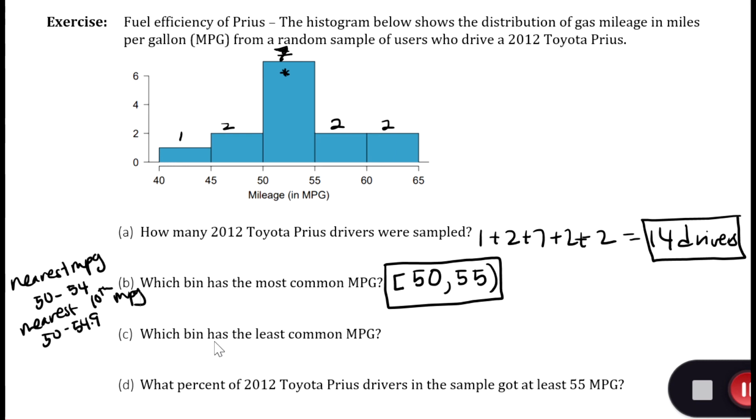Which bin has the least common miles per gallon? That's the one with the shortest bar. And that bin corresponds to the bin that includes 40 and goes all the way to, but not including, 45.